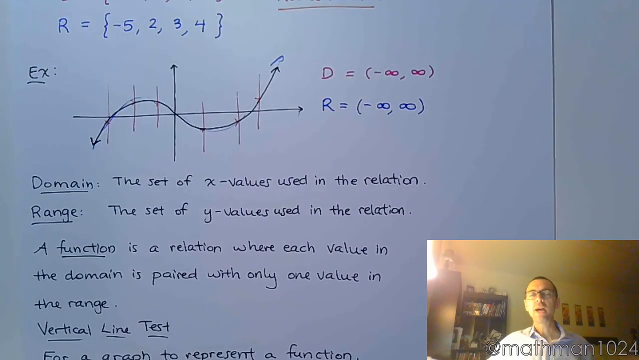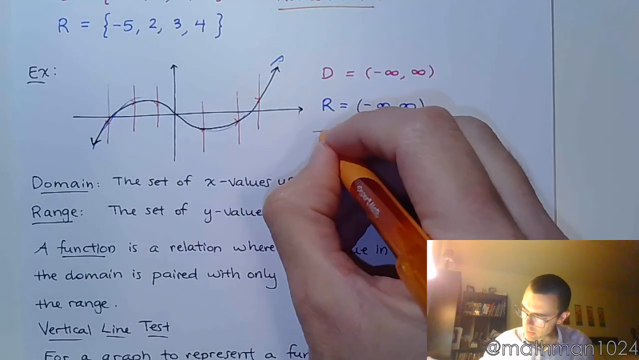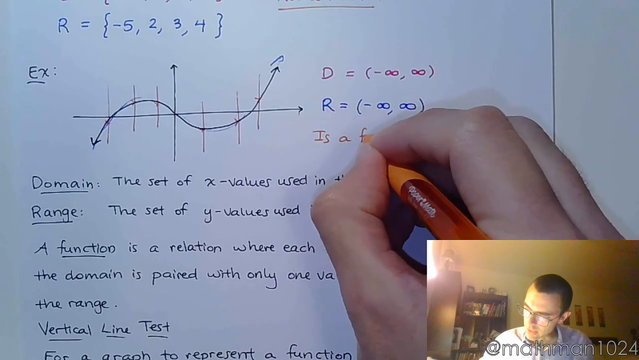You know it's going to be bad and not a function if the graph ever curves back on top of itself, or if it's ever layered, if it's ever stacked. That's going to fail the vertical line test, and it would not be a function. So this one right here is a function.